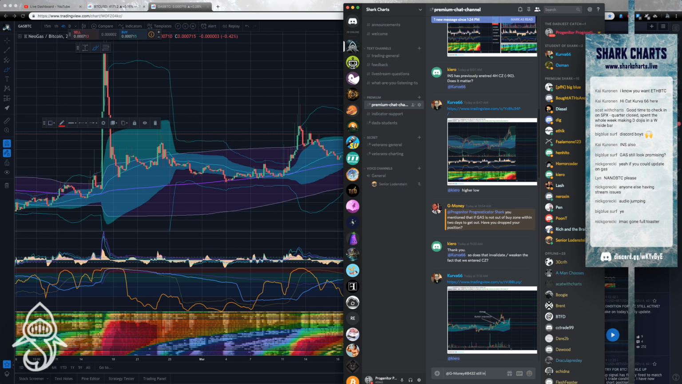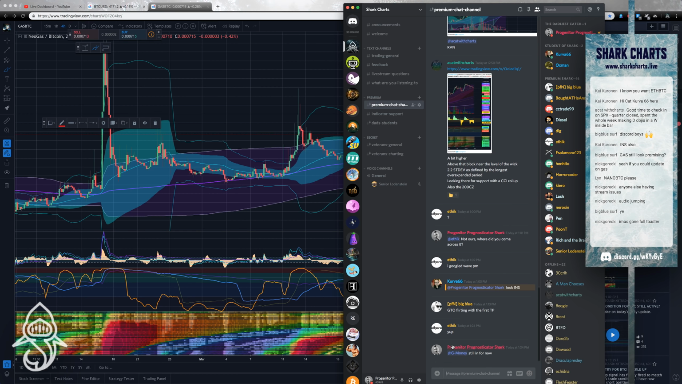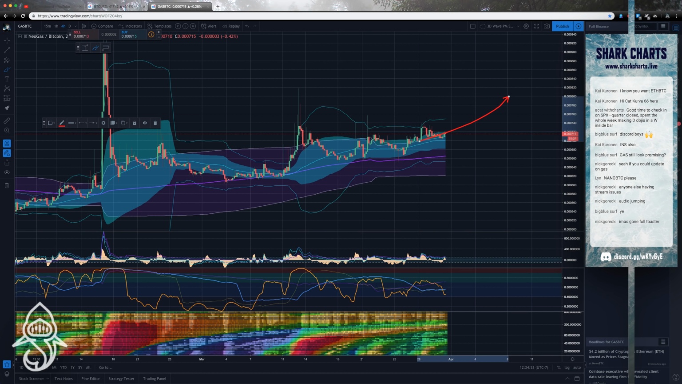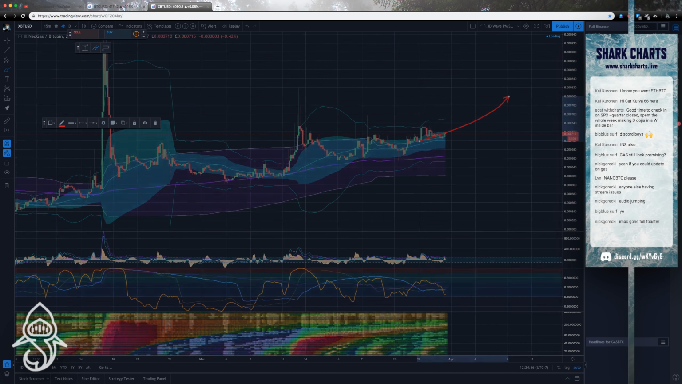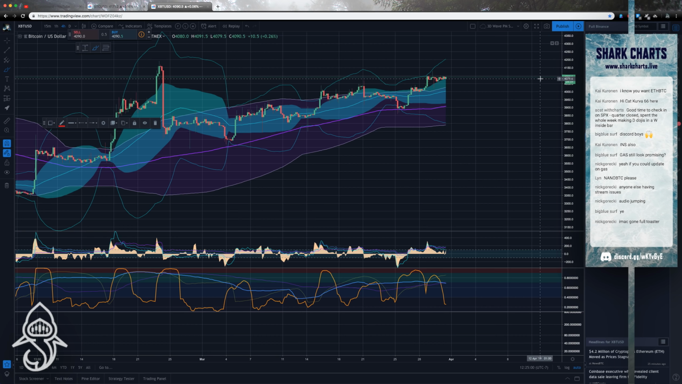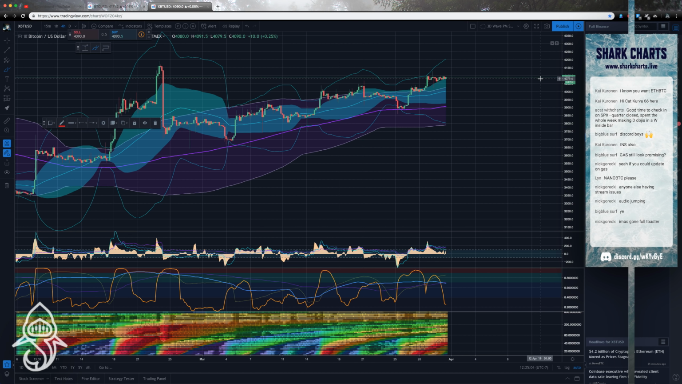Still in for now. GTO flirting with first TP. That's good news. Man, I hate this Bitcoin chart. It's really nice to look at, but I'm not going to make any money on it. I just know it. It's kind of frustrating.